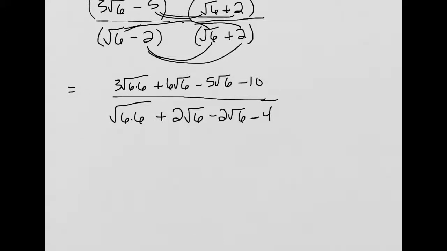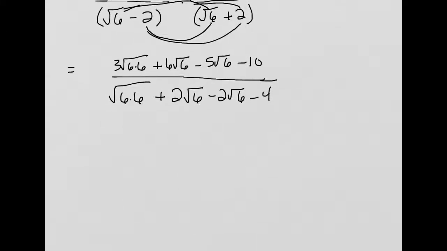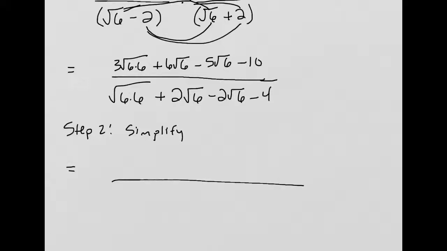Okay, so our second step then is just to simplify what we have right here. So step 2, we just want to clean this up a little bit. So we want to simplify what we have. So if we look at the top, you've got 3 times the square root of 6 times 6. Well, the square root of 6 times 6, that's just 6, because remember, square root undoes squares. So what I'm left with on top is just 3 times 6.